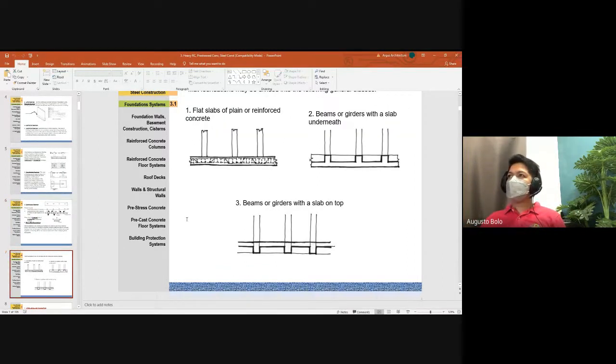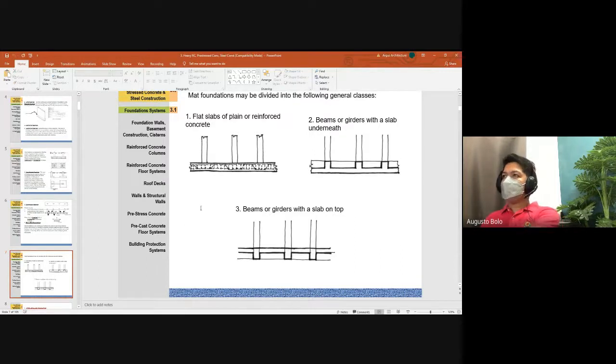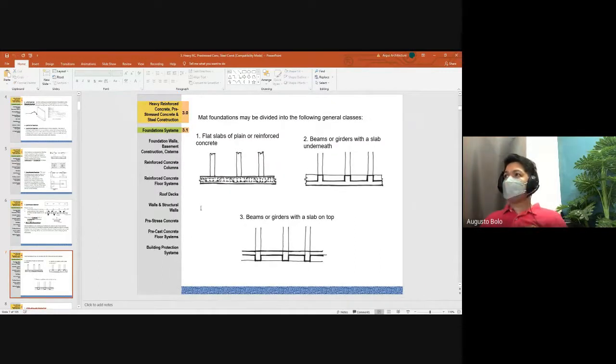Mat foundation can be divided into general classes, like the reinforced concrete beam or girder with slab underneath. We also have the inverted one, the beams or girders with a slab on top. It can be like that, so the profile is inverted, with the beams underneath the slab.